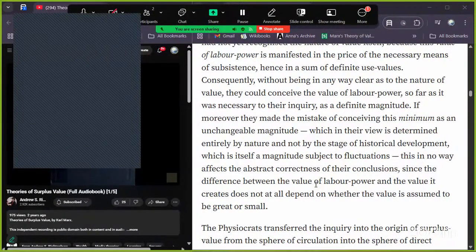If, moreover, they made the mistake of conceiving this minimum as an unchangeable magnitude, which, in their view, is determined entirely by nature and not by the stage of historical development, which is itself a magnitude subject to fluctuations, this in no way affects the abstract correctness of their conclusions, since the difference between the value of labor power and the value it creates does not at all depend on whether the value is assumed to be great or small.